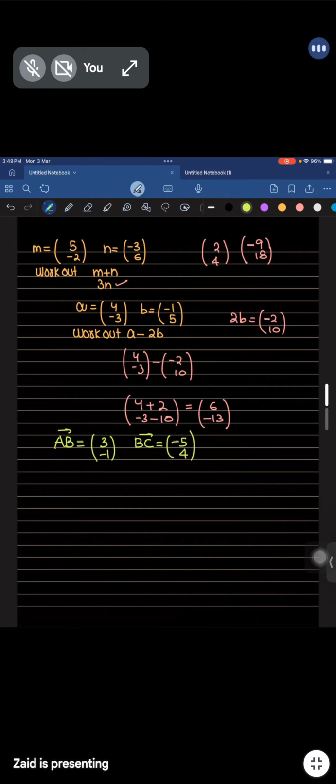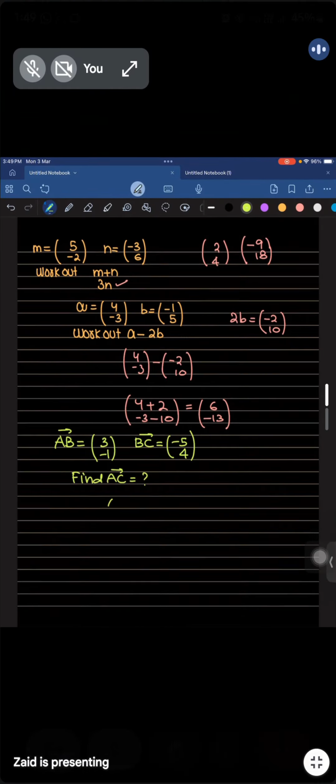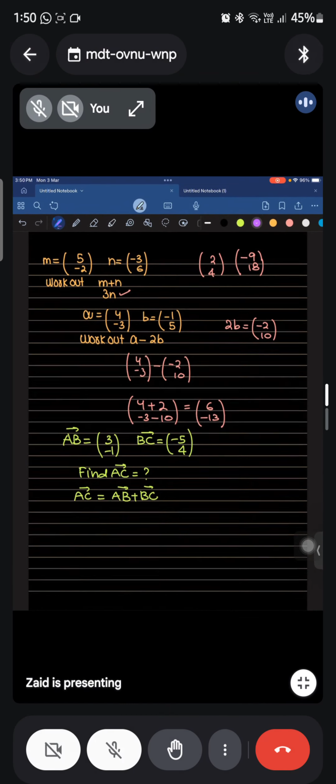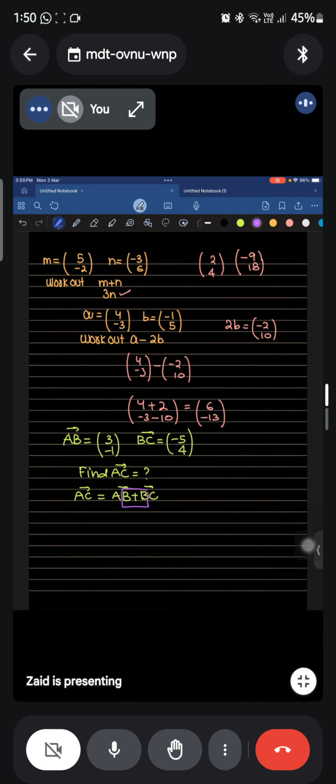Okay. Find AC. How are you going to find AC? So AC is basically AB plus BC. AB plus BC is AC. How come? If the middle ones are the same, okay. So this is the thing. This is A, this is B, and then BC. So this is AC.